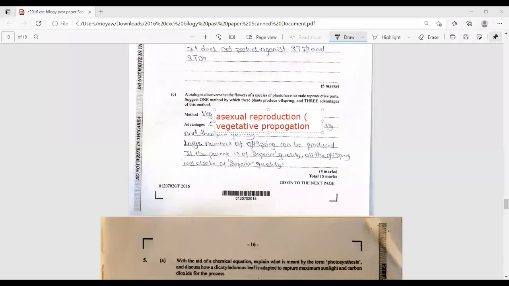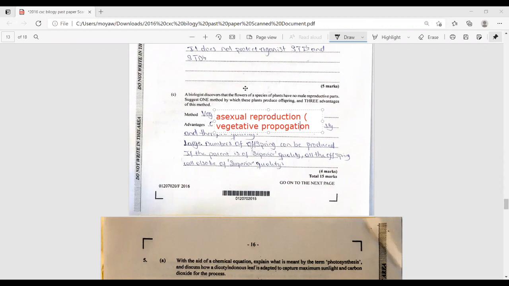C, a biologist discovers that the flowers of a species of plant have no male reproductive parts. Suggest one method by which these plants produce offspring and 3 advantages of this method. The method is basically asexual reproduction. If you want to be specific, you would speak about vegetative propagation.